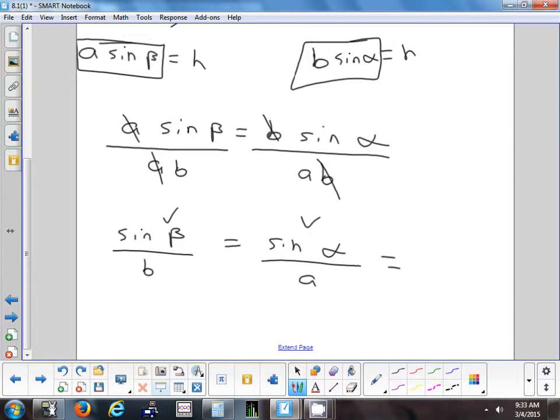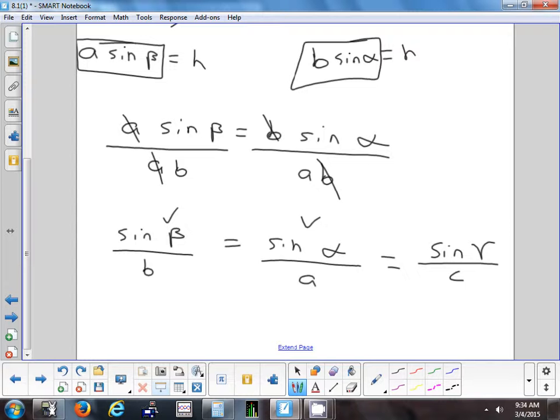Okay, just by following the pattern, anybody have a guess what the third part of this would be? Yeah? Would it be C sine gamma over C? So we have sine of an angle over a side, sine of an angle over a side, sine of an angle over a side. So sine of gamma over C. Yeah, just gamma on the top, just C on the bottom.